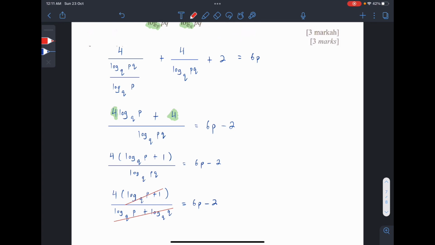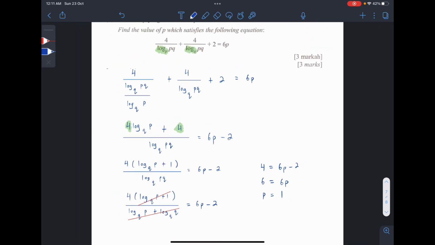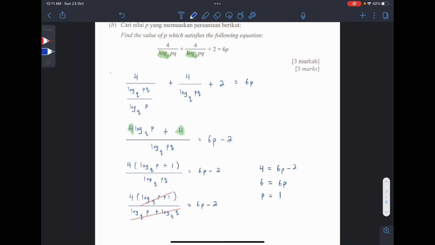And if they are the same, I'm just going to cancel them out, right? Just like what I did. So what am I left with? I'm left with 4 equals 6p minus 2. Just move the 2 to the other side. It will become 6 equals 6p. Last but not least, your p will be 1. And that is how you do it, guys. You have your full 3 marks.